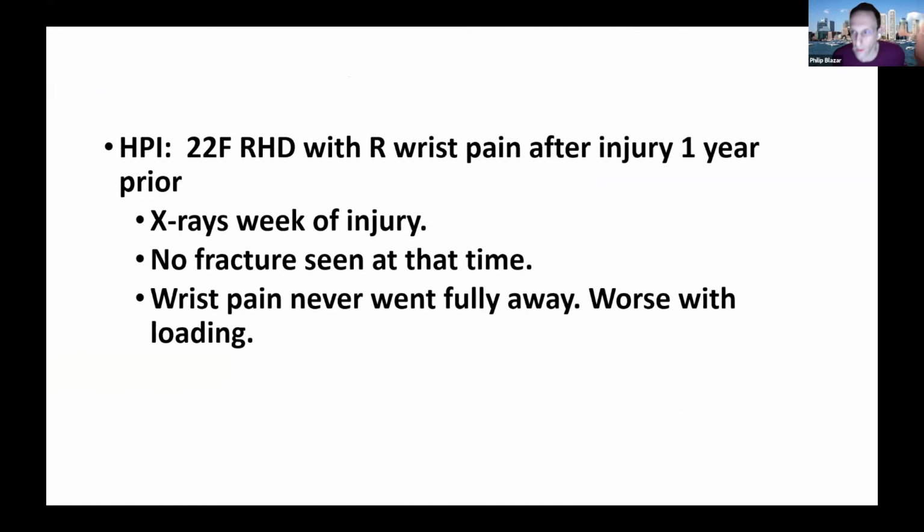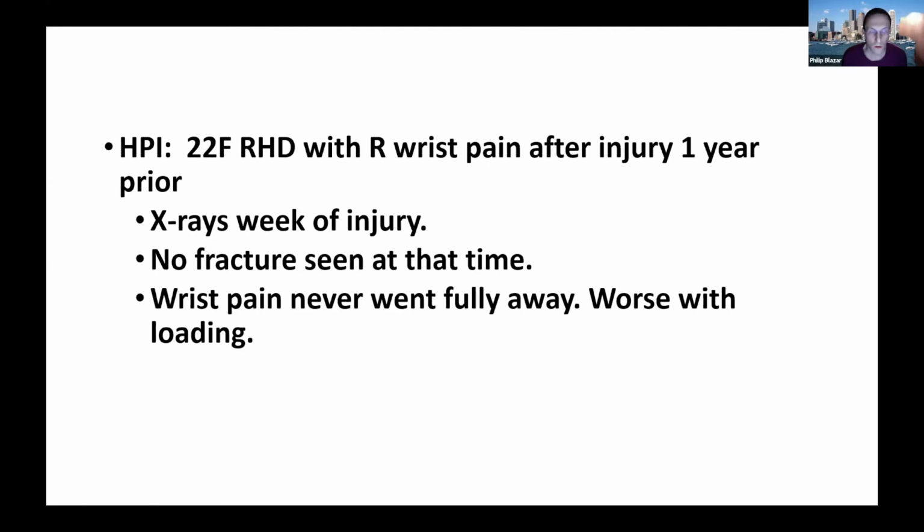Thanks, Phil, and thanks to all the faculty for allowing me to participate. So just to highlight this, we're going to talk about a 22-year-old female right-hand dominant who presented with wrist pain after an injury prior. So many of our scaphoid non-union patients do.